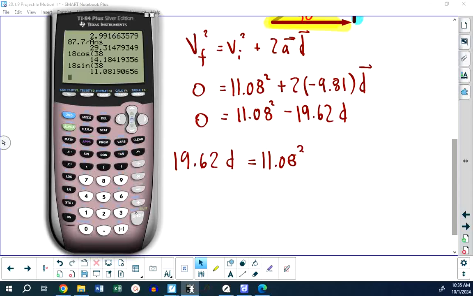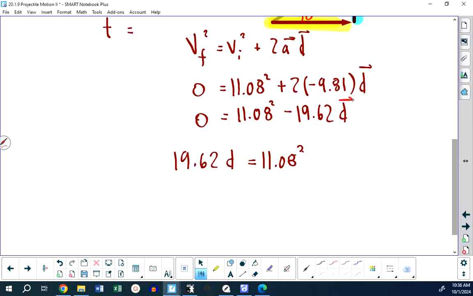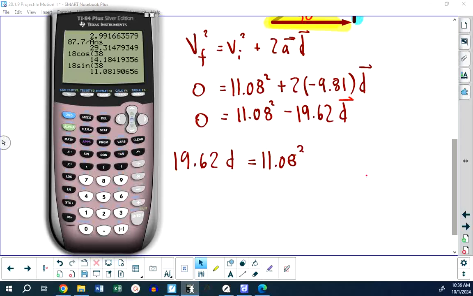So putting all of the numbers into VF squared equals VI squared plus 2AD gives 0 squared, which is just 0, equal to 11.08 squared plus 2 times negative 9.81 times D. Simplifying that a little bit gives 0 equals 11.08 squared minus 19.62D, which means 19.62D is equal to 11.08 squared. So to solve for D, we're going to have to take that 11.08 squared and divide by 19.62. And what we're getting is 6.259, or about 6.3.